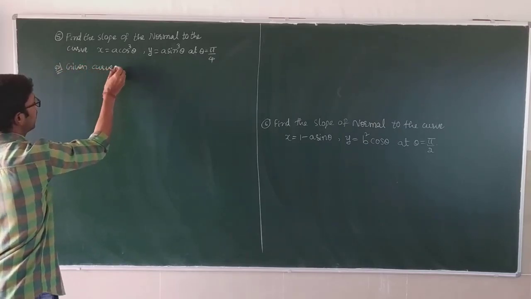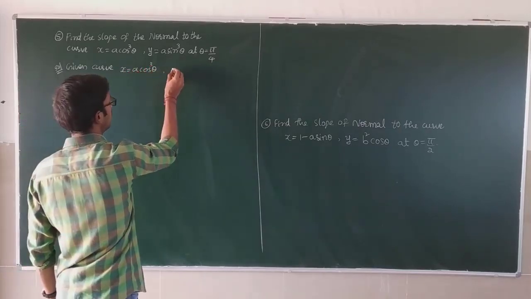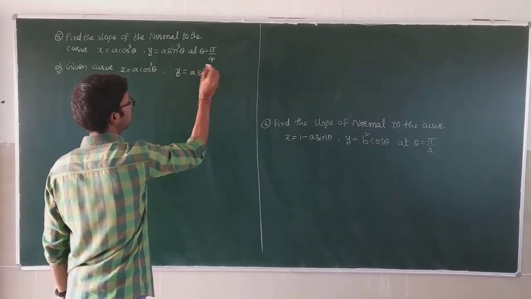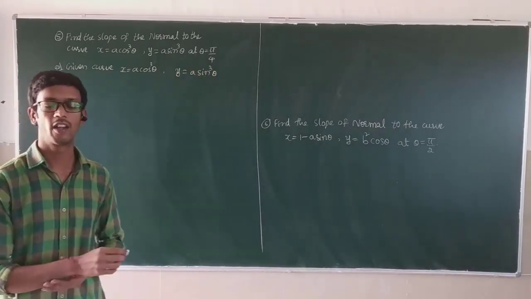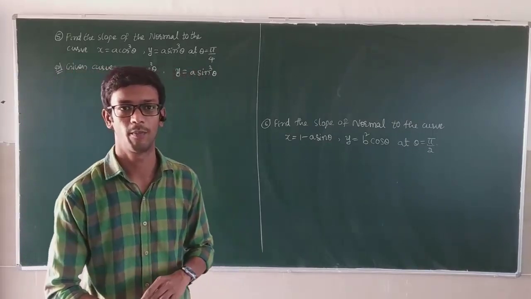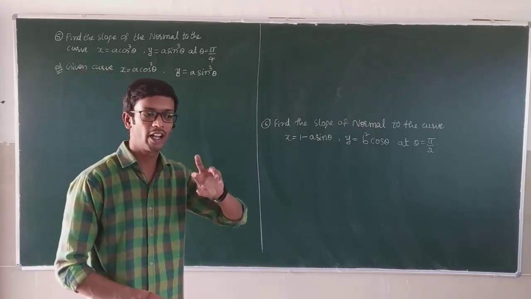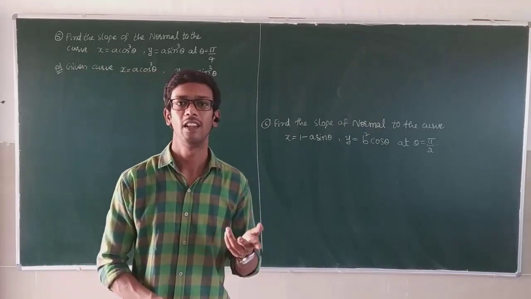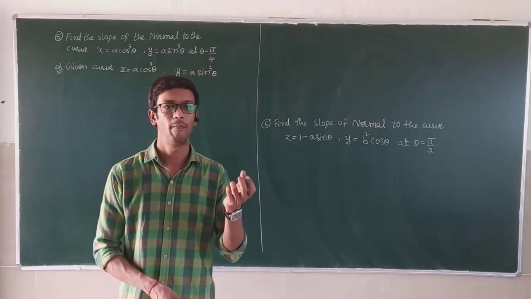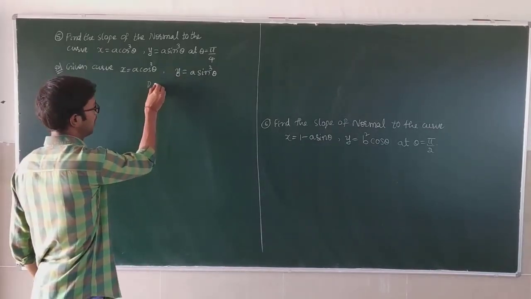curve x equal to a cos cube theta, y is equal to a sin cube theta. This one is the parametric form we discussed in the previous chapter, chapter number 5. They won't give the relation between y and x. They will give a third variable linked with both. That is called a parameter. The parameter here is theta, so we differentiate with respect to theta.